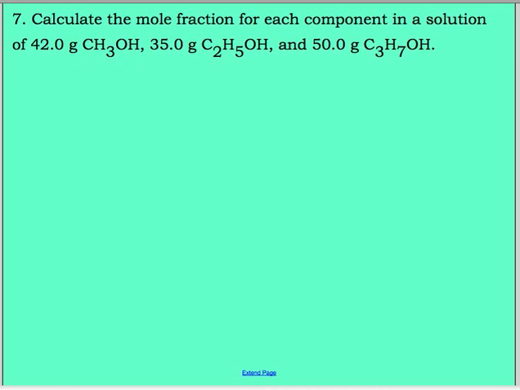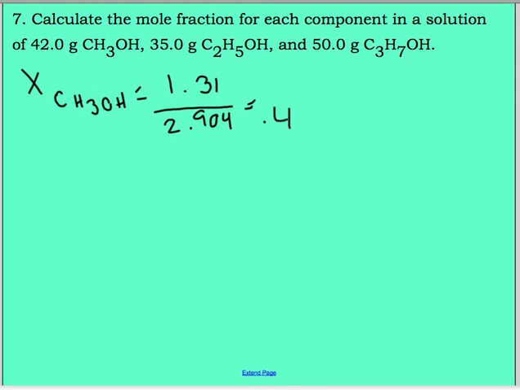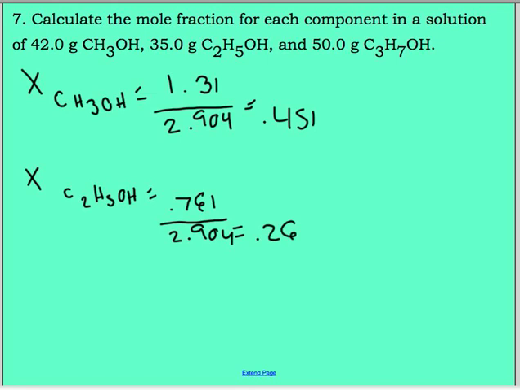All right, so I'm going to do my mole fraction of CH3OH. And what that looks like is I take my moles, which was 1.31, divided by the total, and we get 0.451, which is basically saying 45.1% of the moles comes from this. For the next guy, it's going to look very similar. Same overall total. And he's going to equal 0.262.